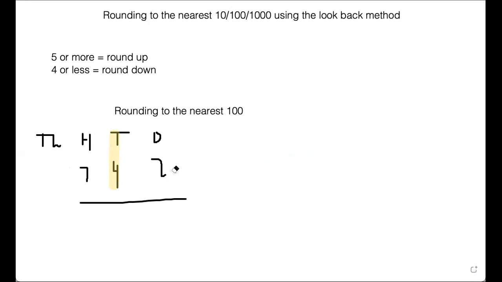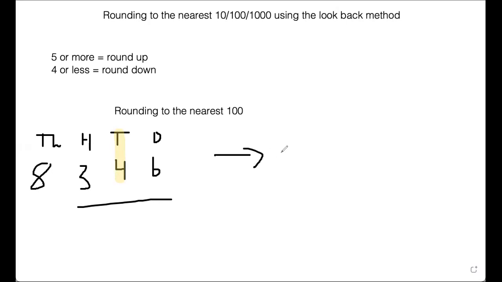The same method applies if I was rounding to the nearest 100 with a 4-digit number, exactly the same method. 8,346. We're rounding to the nearest 100. Let me underline these. So these three numbers is what we're looking at. The look back method tells you to start in your hundreds because we're rounding to the nearest 100. Look back, 4 or less, yes. So 346 will round down to 300 because 4 or less means round down.